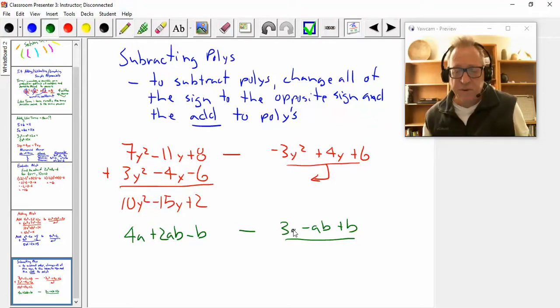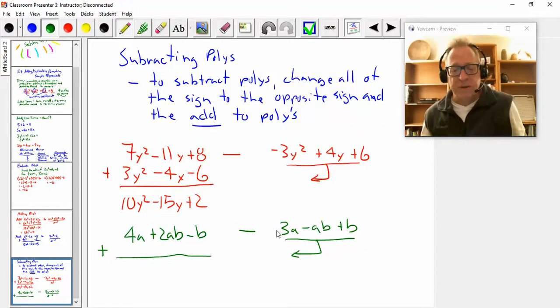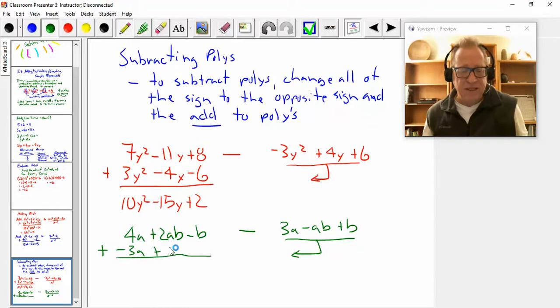I am going to take the second one. I'm going to change the signs on each of the terms, and I'm going to move it underneath the second one and turn it into an addition problem. I also have to line up my terms, don't I? Line up like terms. So we've got a positive 3a, that becomes a negative 3a. We've got a minus ab, that becomes a plus ab. And we have a plus b, that becomes a minus b.